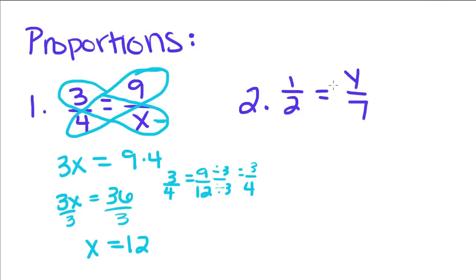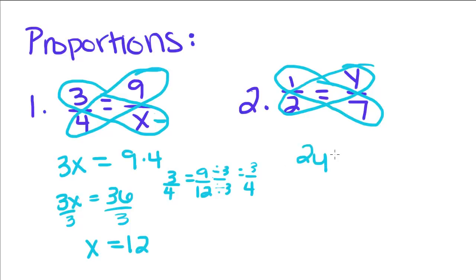So we're going to do the same thing for this one. We're going to do 1 times 7 equals 2 times y. So 2y is equal to 1 times 7 is just 7. We divide both sides by 2. We get y is equal to 7/2.